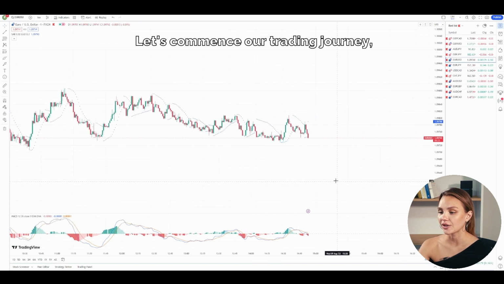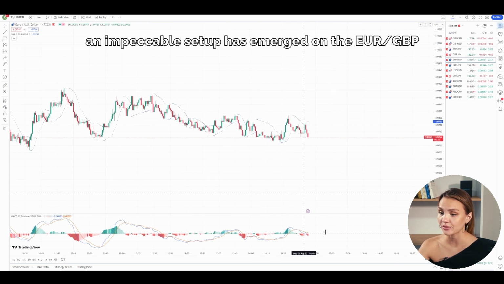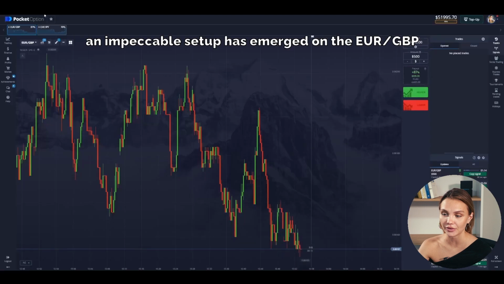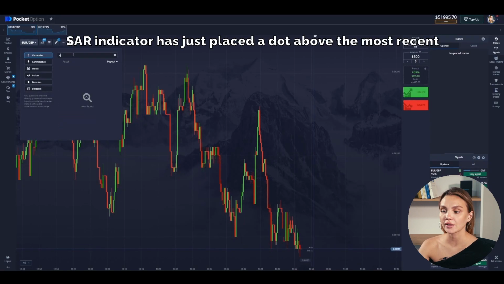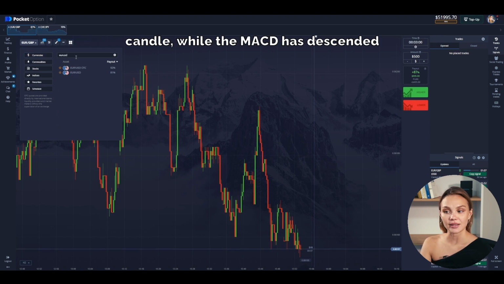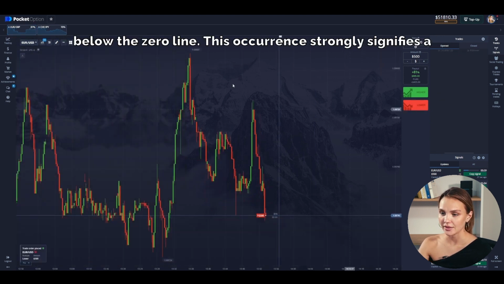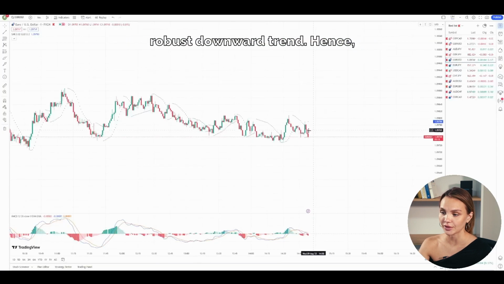Let's commence our trading journey. An impeccable setup has emerged on the Euro and Great British Pound currency pair. The Parabolic SAR indicator has just placed a dot above the most recent candle, while the MACD has descended below the zero line. These occurrences strongly signify a robust downward trend.